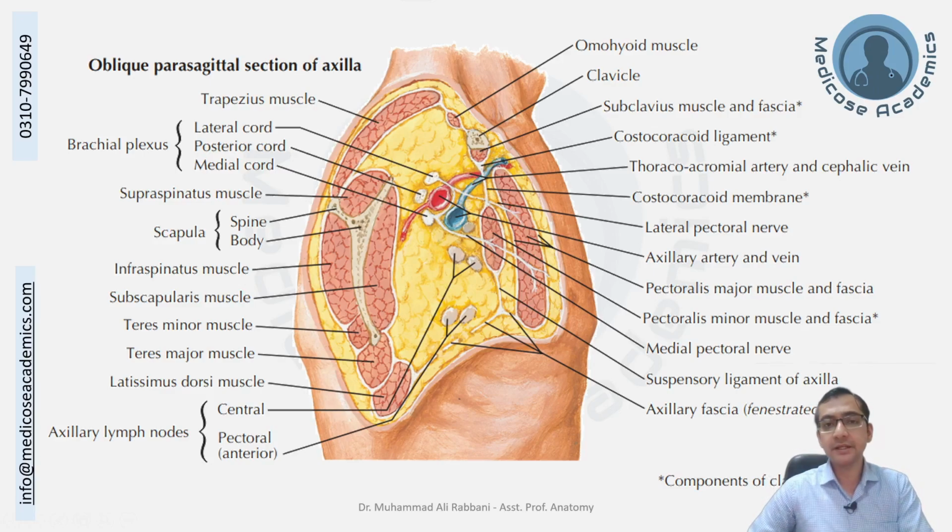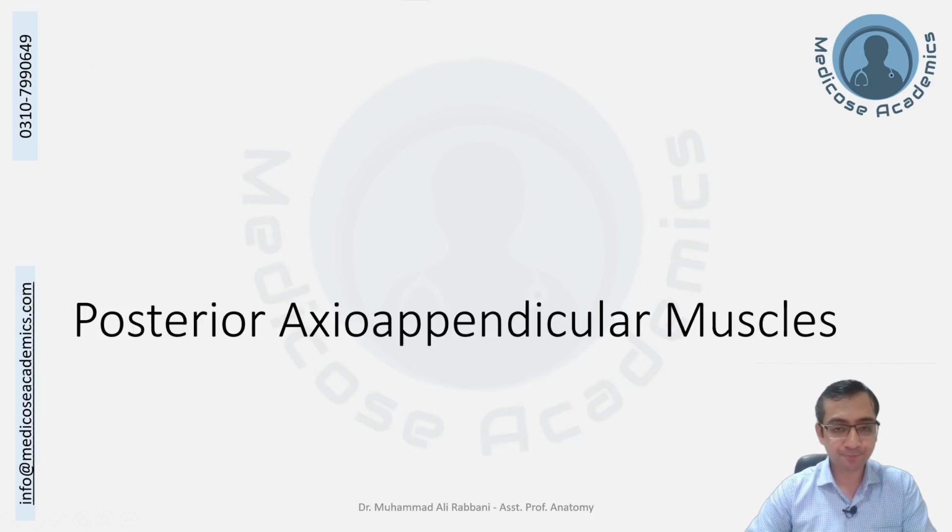By the way, you must keep in mind that pec major is always supplied by both the lateral and medial pectoral nerve. Pec minor is majorly supplied by the medial pectoral nerve, sometimes by both, but majorly by the medial pectoral nerve. So on the way to pec major, the medial pectoral nerve passes through the pec minor muscle, and the lateral pectoral nerve goes through the clavipectoral fascia to the muscle.